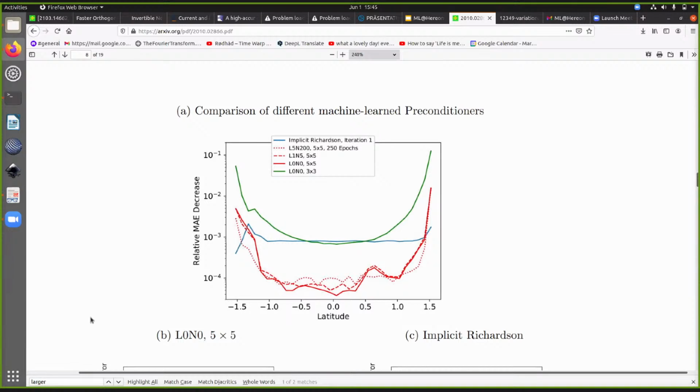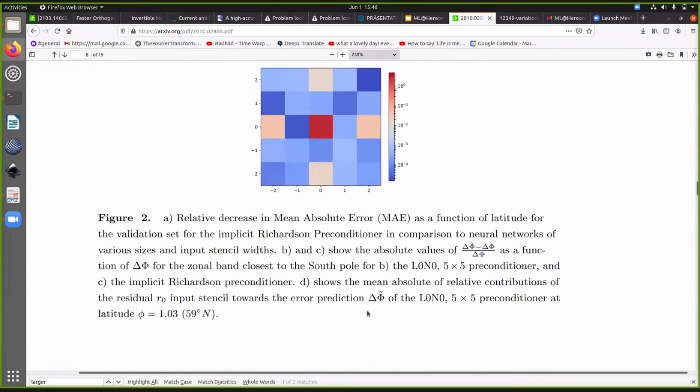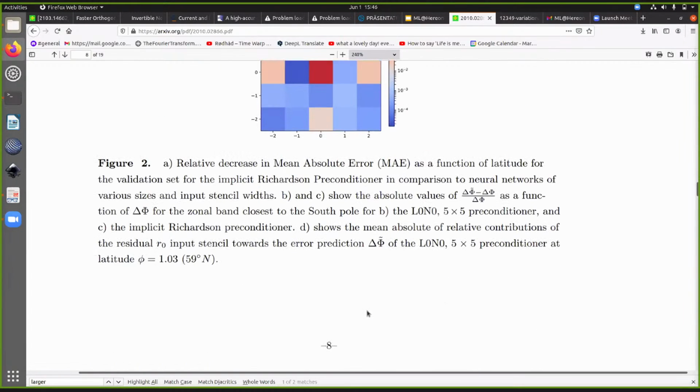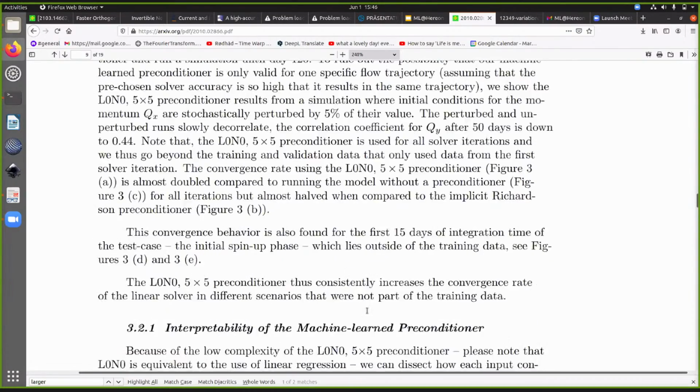Well, here in this study, they do this comparison against this one classical preconditioner, this implicit Richardson. But just regarding the size, as I mentioned, in principle, this should scale really well because it's parallel. The way they compute the preconditioner matrix is extremely parallel.